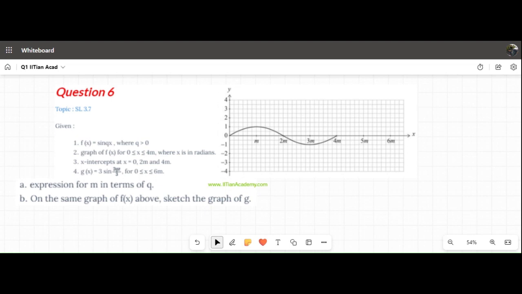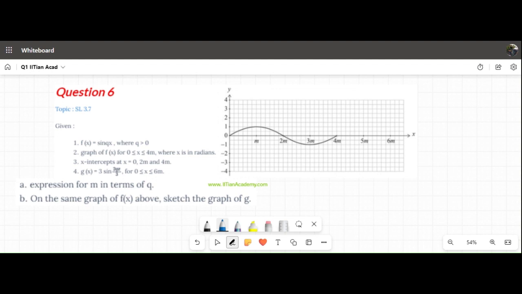Okay, so for our question 6 with TN Academy, we are given the 4 facts here where f(x) is equal to sine qx, where q is greater than 0, and we're given the graph of f(x) for the interval x is greater than or equal to 0 and less than or equal to 4m, where x is in radians. And we are given the x-intercepts at 0, 2m, and 4m.